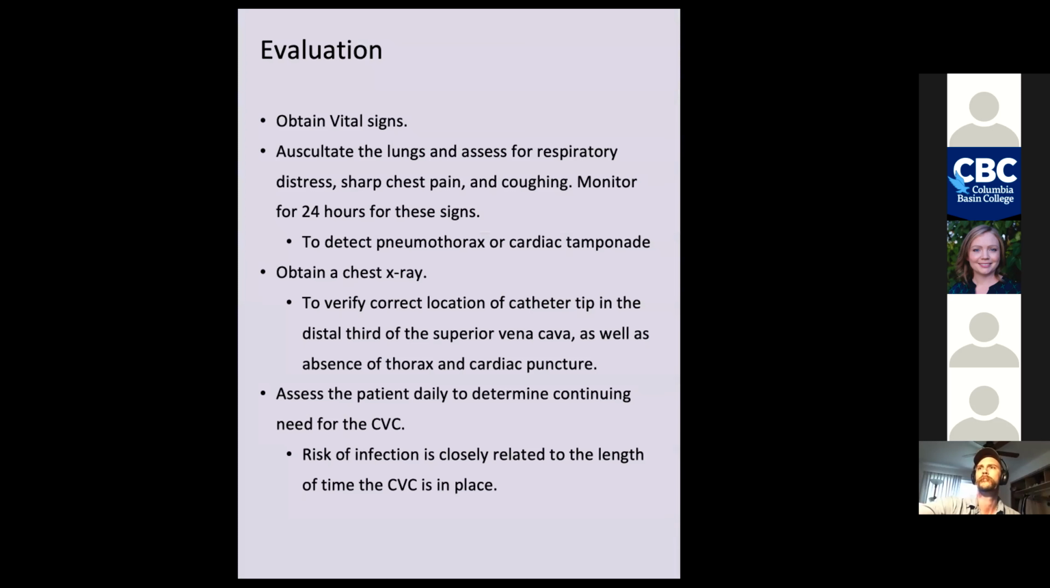So afterwards, we're going to evaluate. So look at vitals, assess the lungs, and look for any sharp chest pain or coughing.